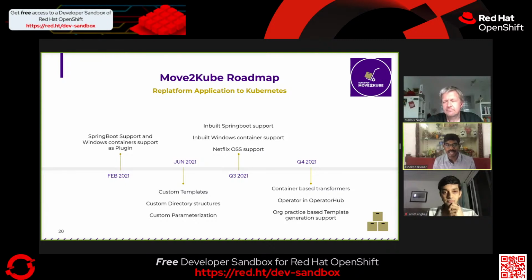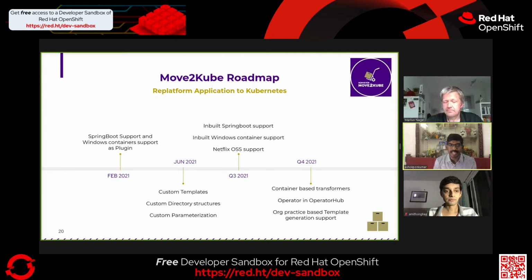Right now we have support for Spring Boot applications to be containerized and deployed to Kubernetes using plugins. We also have support for Windows containers, which includes .NET 4.x framework and also .NET Core and .NET 5, which can even run as Linux containers. So Move2Kube is capable of understanding what needs to be containerized, which way to run the best in Kubernetes, keeping into consideration your requirements, like enterprise requirements.